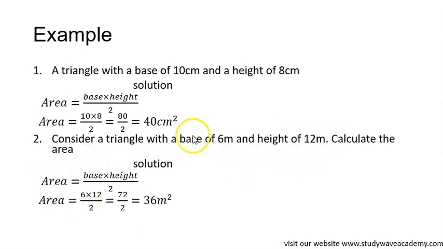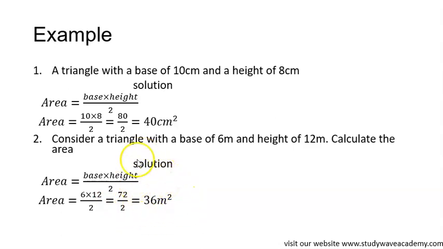Okay, so the base here is 6, we write out 6. And the height here is 12, so times 12 over 2. 6 times 12 is going to give us what? 72 over 2. Can 2 go into 72 without a remainder? Yes, it can. So 2 divided by 2 is 1. 2 divided into 72 is 36. So we have 36 meters squared.